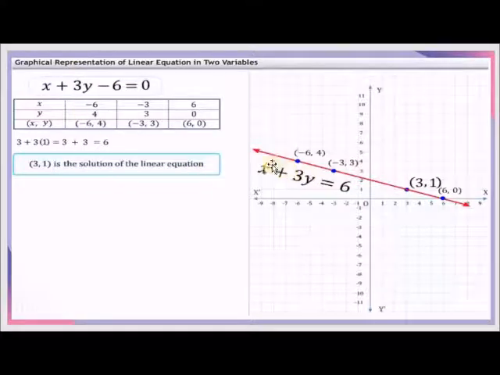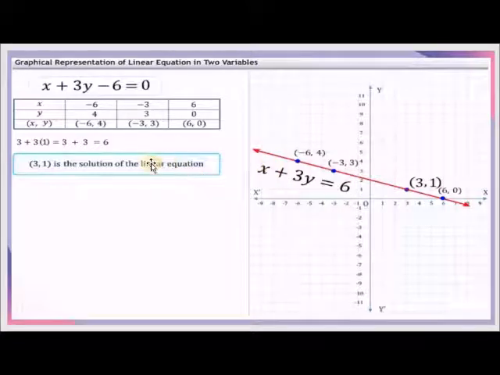Fine. And if we plot these points, (-6, 4), (-3, 3) and (6, 0), and draw a line, we will notice that this line is straight. So the graphical representation of this equation is a straight line.